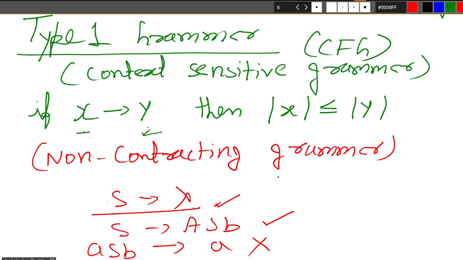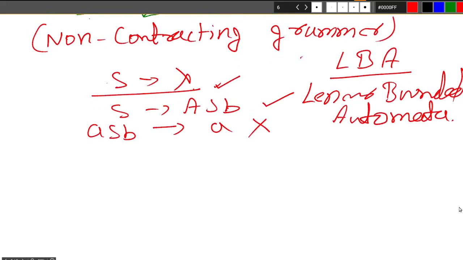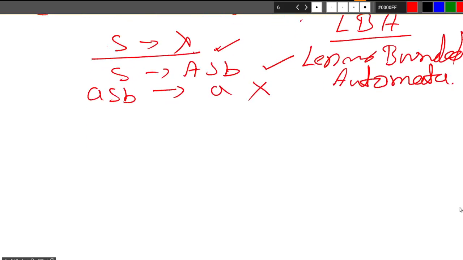This kind of language, as I told, type 0 grammar was used in Turing machine. This type of language can be used in your LBA. It can be used in your linear bounded automata. Till now, if you have any confusion, if you want to ask something, please interrupt.